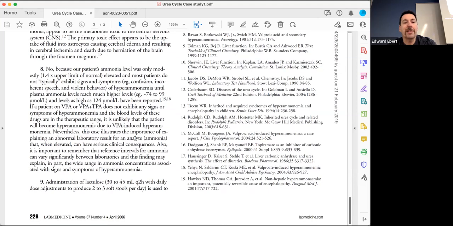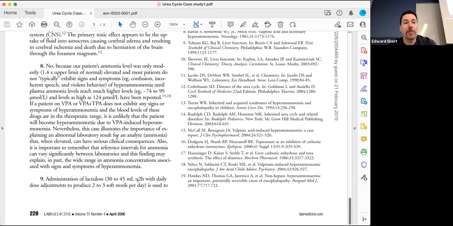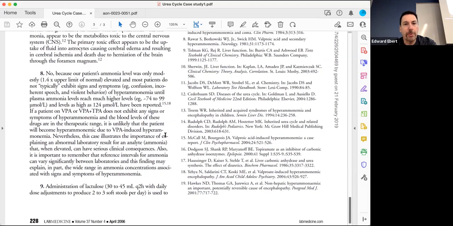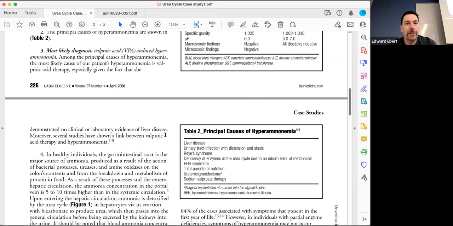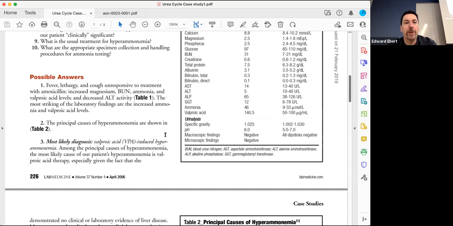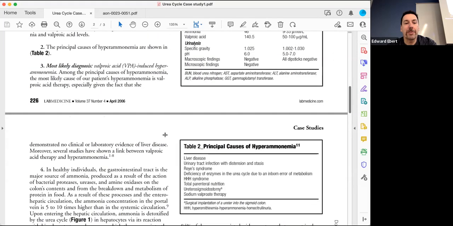But this case is illustrating the importance of explaining the abnormal laboratory result for some type of analyte, ammonia, that when elevated can have serious consequences, okay? So we go back up to our last two questions here. What's the usual treatment for hyperammonemia and the appropriate specimen collection and handling procedures?